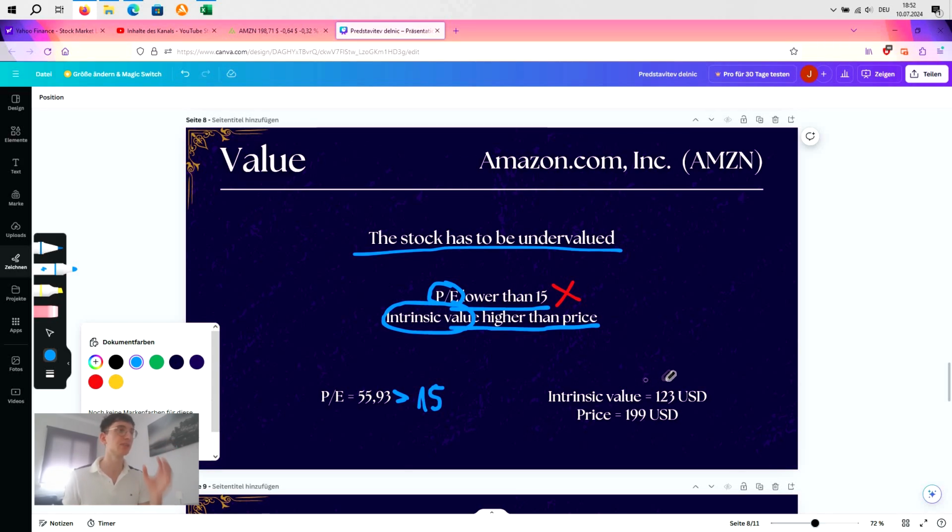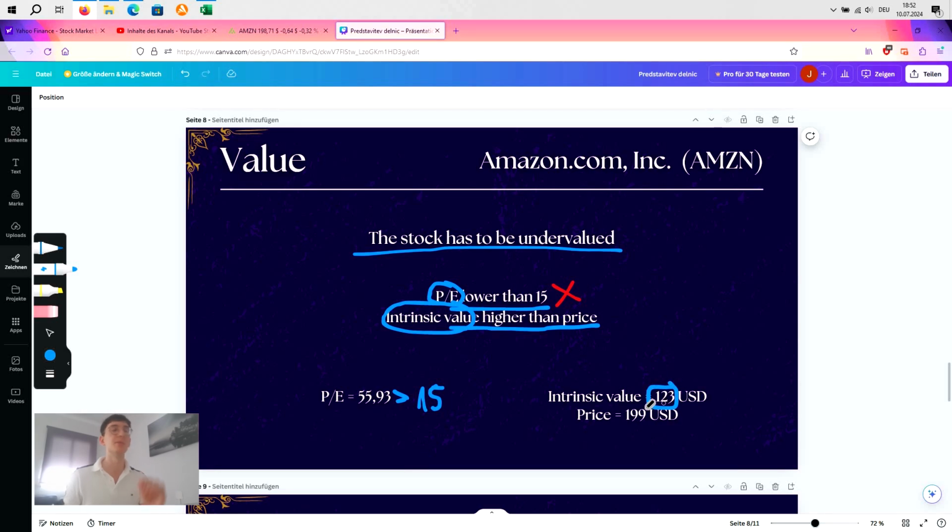Let's take a look at our example right now. So the intrinsic value of Amazon is $123, but the actual stock price is, let's say, $200, okay? Now, what does that tell us? That tells us that the stock price is actually about 80 dollars higher than it should have been. You know what I mean?